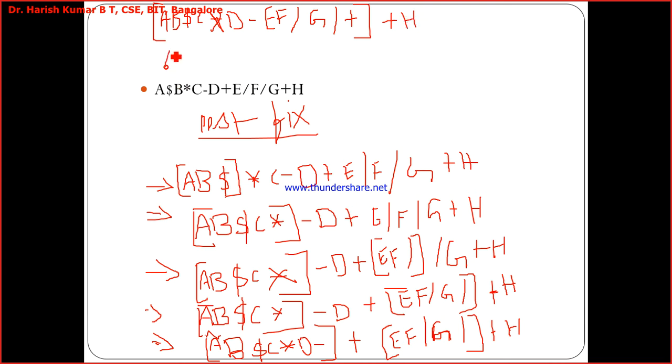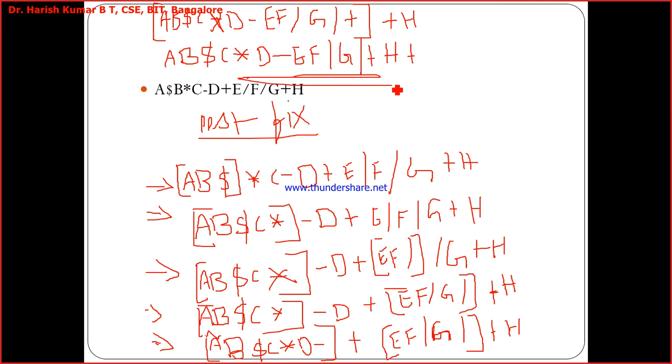Okay, next what happens? So I'll write AB, dollar, C, star, D, minus EF slash G slash plus H and then plus. This is the postfix form of this expression. Understood?